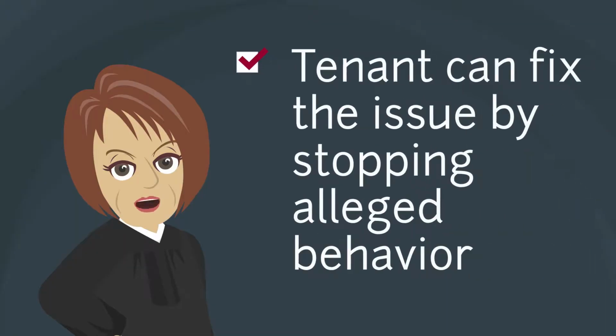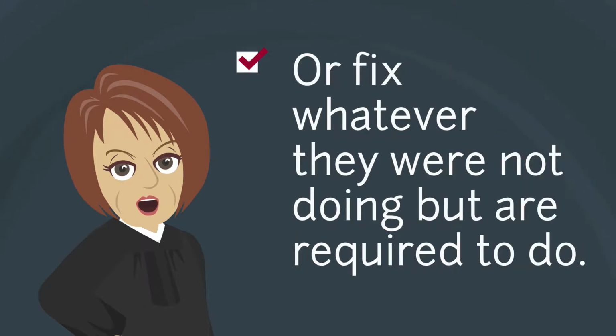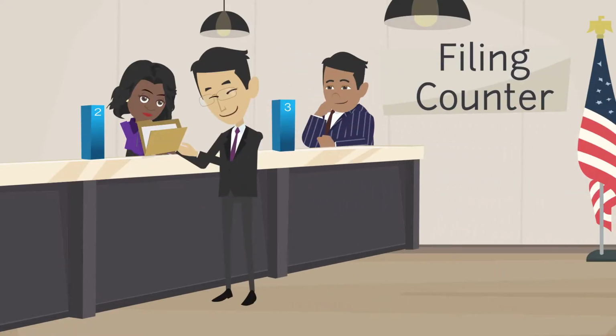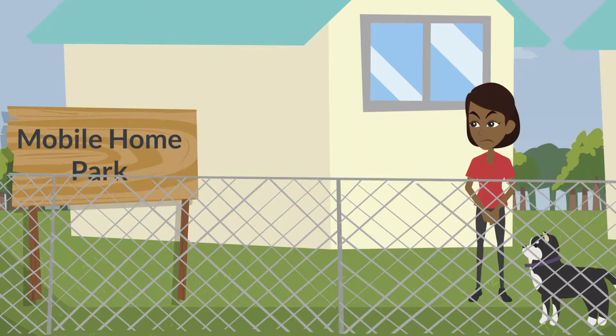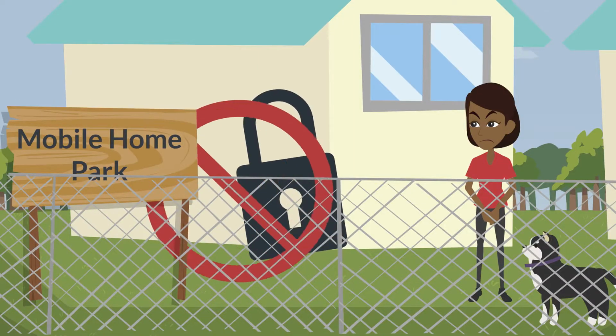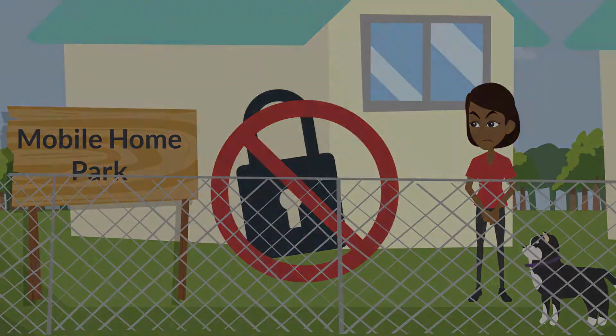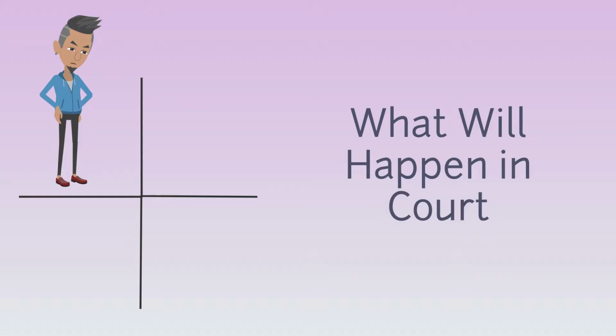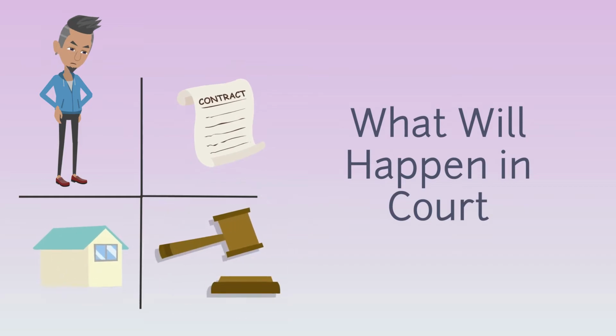If the breach is for something else, the tenant can fix the issue by stopping the alleged behavior or fix whatever they were not doing but are required to do. If the breach is not fixed, the landlord can file an eviction action with the court. However, the landlord can't lock out the tenant at this stage. Instead, the landlord must go to court and get a judgment. For more information about what to expect once you get to court, watch the video entitled What Will Happen in Court.